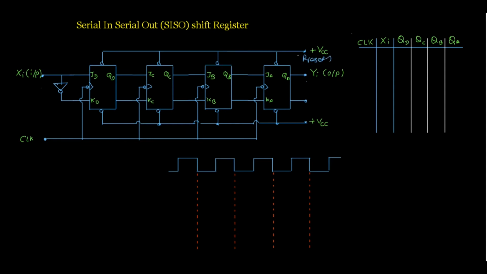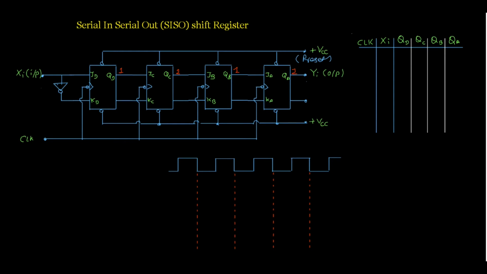This is for presetting, meaning when we apply it, the preset is active low. Here you can see it is active low. So when this terminal, instead of VCC, is connected to ground, then all the flip-flops are going to be in a set condition. Set condition means the output you will get is 1 1 1. The output of the flip-flop will be high, so that is known as a set condition.